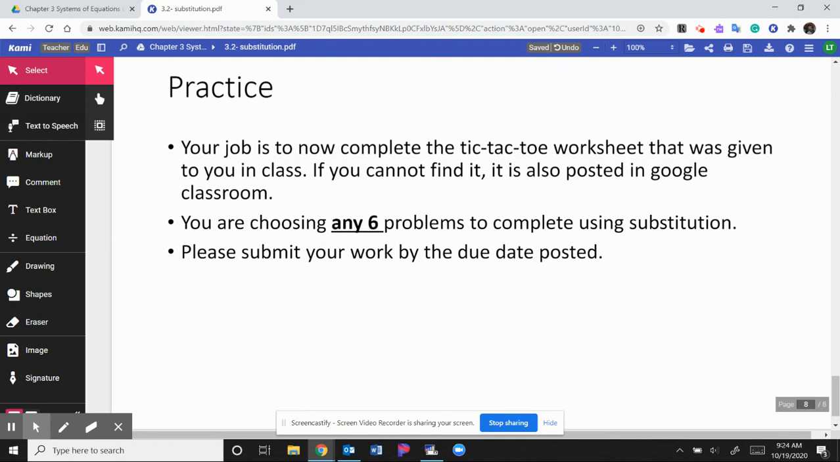Okay, your job is to now complete the tic-tac-toe worksheet that was given to you in class. If you can't find it, I also posted it in Google Classroom. You are choosing any 6 problems to complete using substitution. Please don't do all 9 of them. Pick any 6. Make sure that when you're submitting your work, you're submitting all of the work that you did, and it's also numbered so that I can see which ones you actually did. Please make sure you're submitting by the due date that's posted.